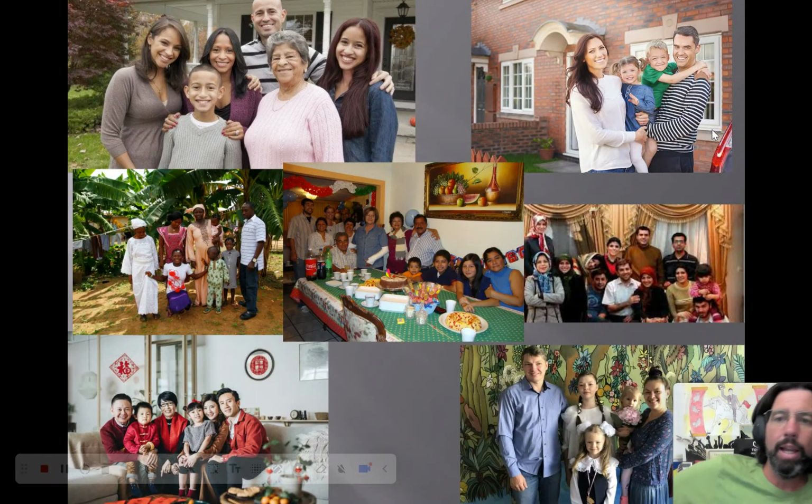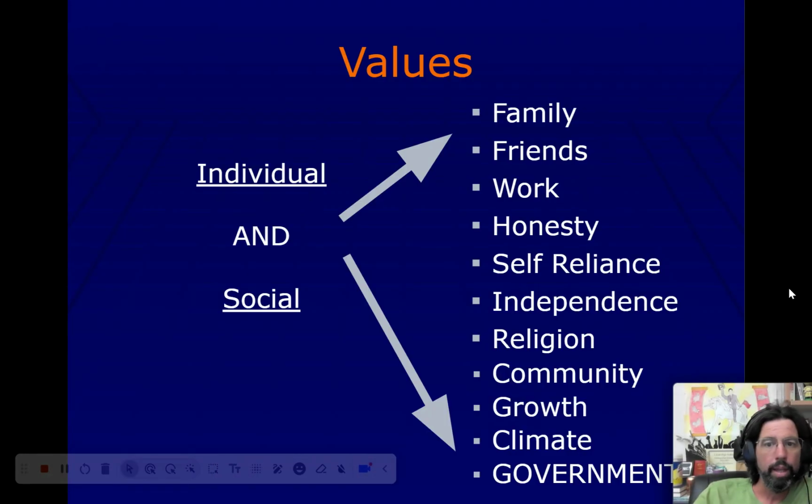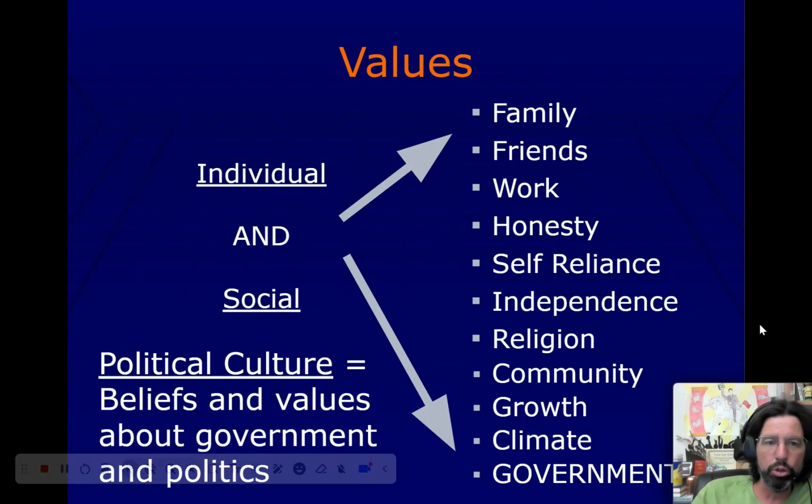But if you take a look at these again, we're going to talk about culture because you can't understand a society unless you understand its culture. But the big part of culture we want to focus on is the one you may be missing by looking at all of this. And that is that bottom one that I just added in. That is government. The values of a people and a society about how they feel about government. This is known as political culture. This is the beliefs and values about government and politics. This is a big part of a society's and an individual's value system and set.